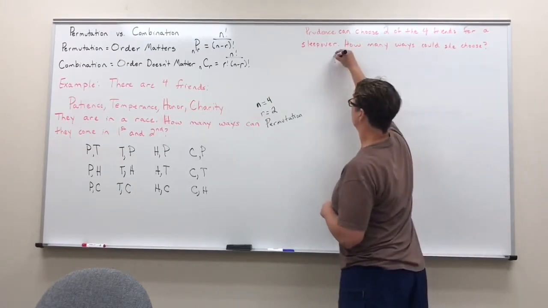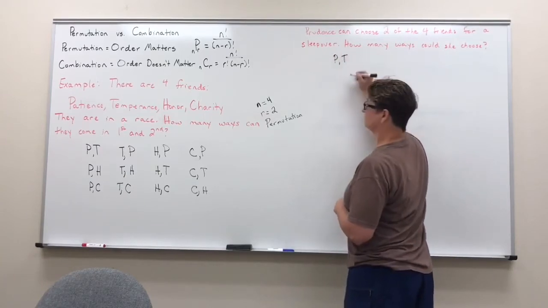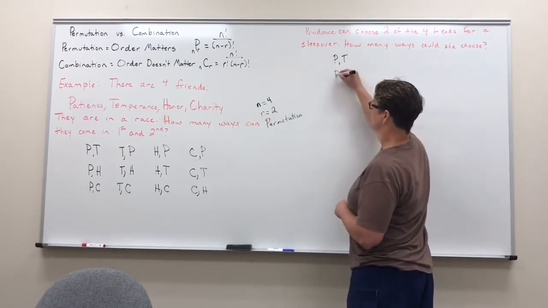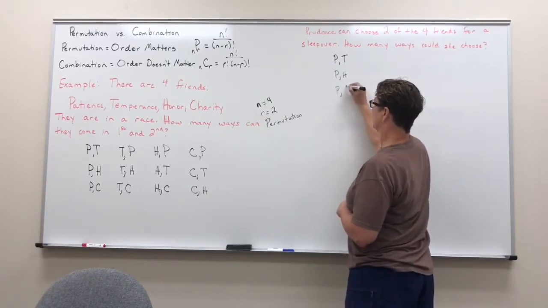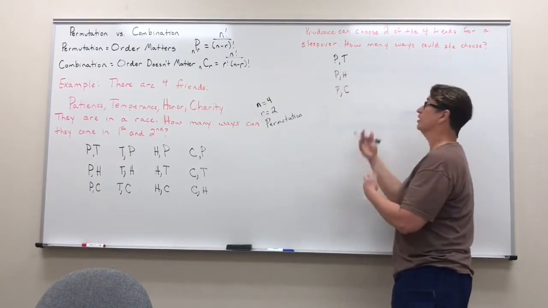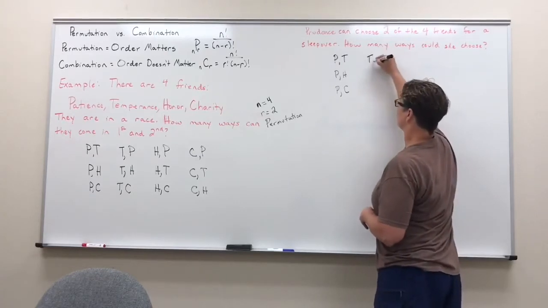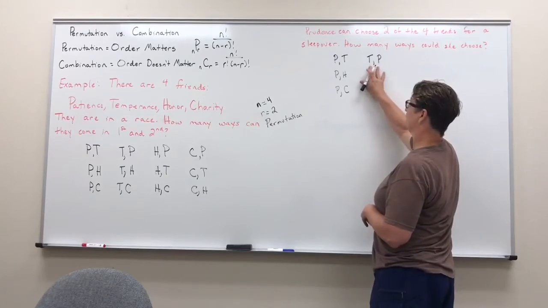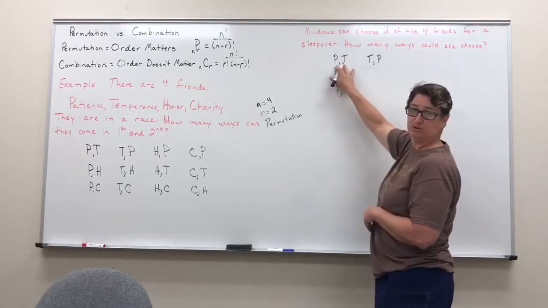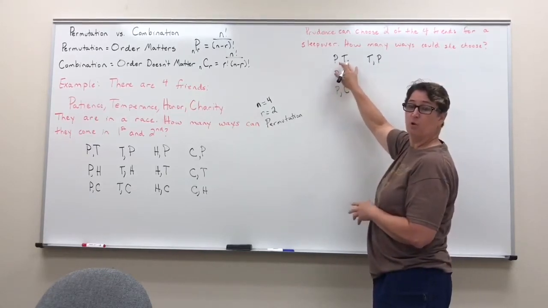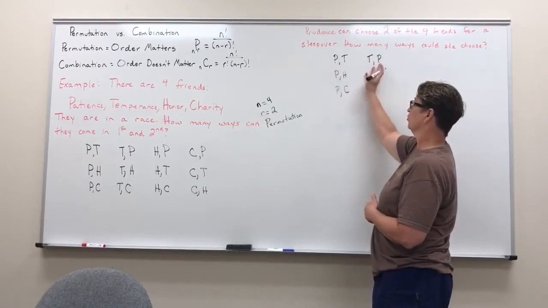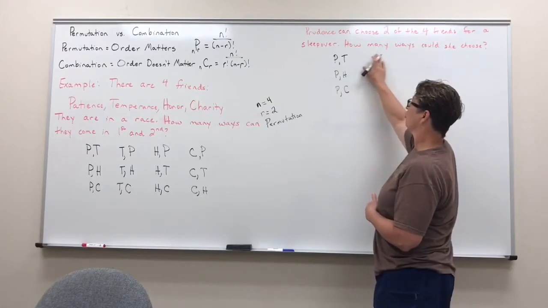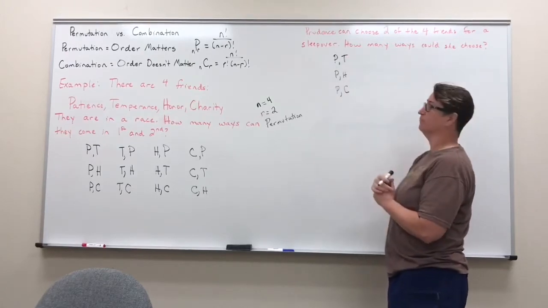She could choose patience and temperance. She could choose patience and honor. She could choose patience and charity. She could choose temperance and patience. Oh, wait a minute. This is the same as having patience and temperance over. Because the order doesn't matter, this group is the same as that group. So that's not another way. It's the same as that one.